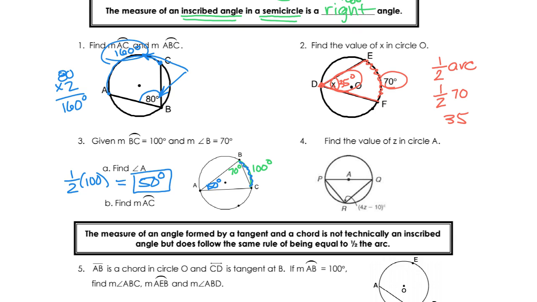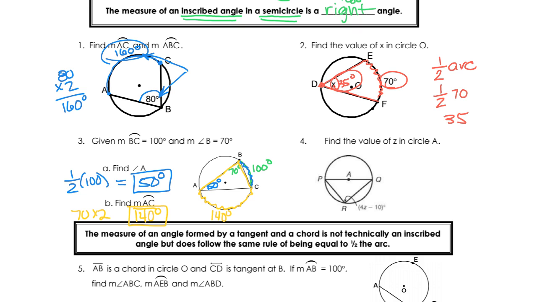Then they want us to find the measure of arc AC. So arc AC is down here. If we take a look, the 70-degree inscribed angle belongs to it. And so in order for the angle to be half, the arc would have to be 140 degrees. So 70 times 2 is 140 degrees.